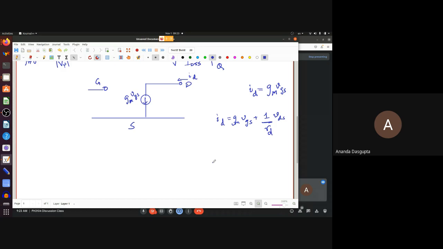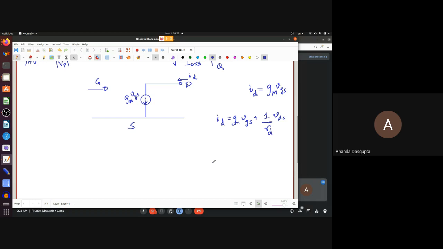This is called the diode. Sorry, not the diode. My mistake. This D here is not the diode, D here is drain. This is called the drain resistance. So 1 by RD is just an additional term. 1 by RD VDS is a term that you will have in addition to GM VGS.